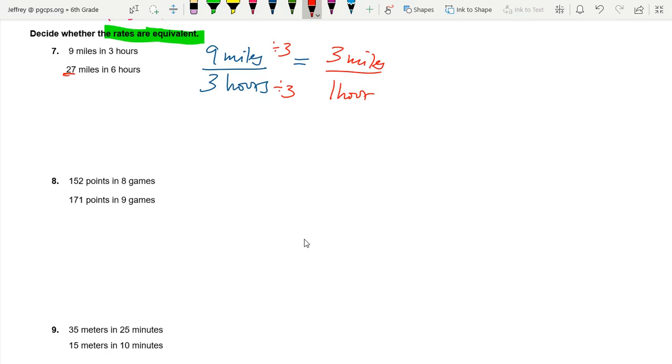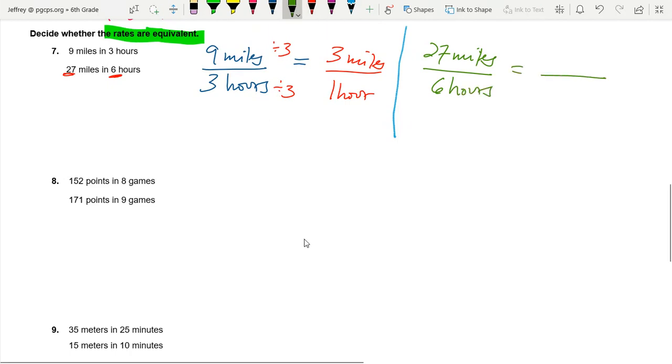Now, let's check the other one, this one right here. 27 and 6. I'm going to use another pen. So separate that. Okay, so we got 27 miles over 6 hours, or in 6 hours. Let's get the unit rate. If we divide this by 6, because we're getting 1 hour, what would it be? What is 27 divided by 6? If you use your calculator, you will get 4.5 miles.